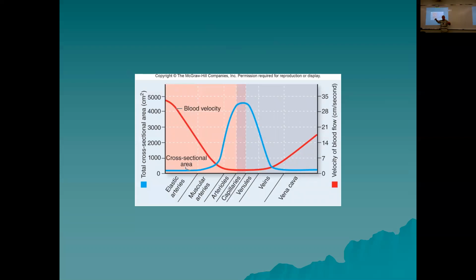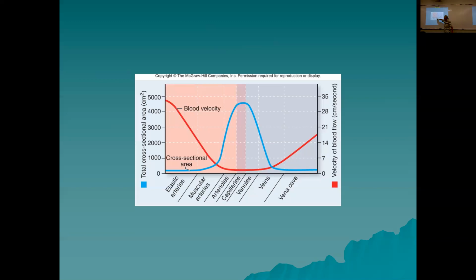Why? Because the cross-sectional area is becoming much more. It's as if you have a fast-moving river, and it breaks up into two tributaries. How fast is the water going in the two tributaries? Less than it was in the big river. The more blood vessels there are, the slower the blood goes.